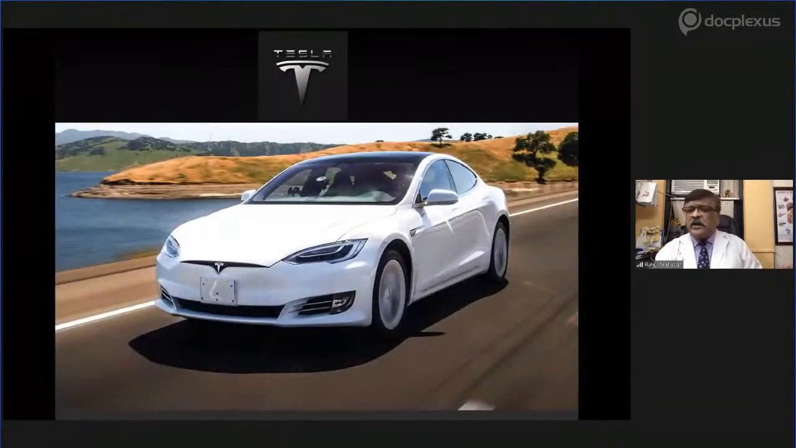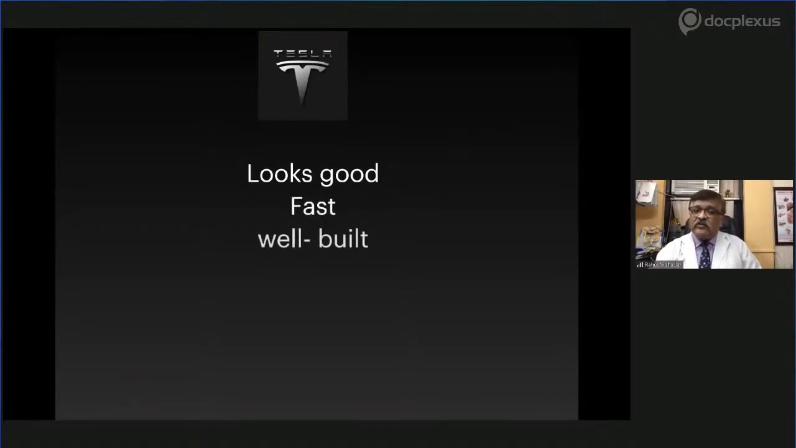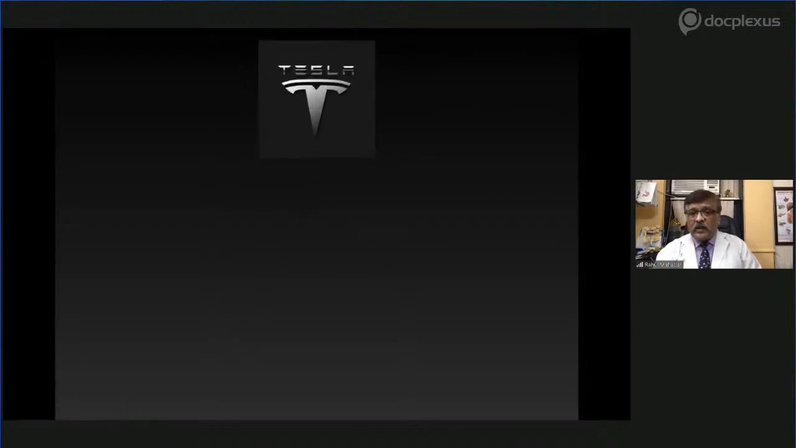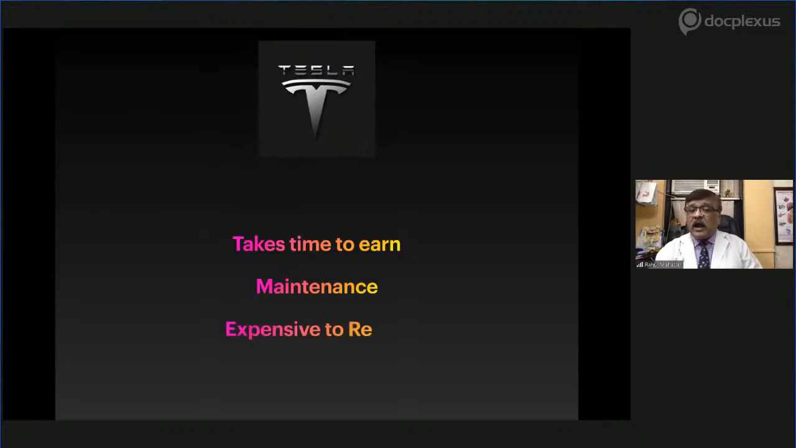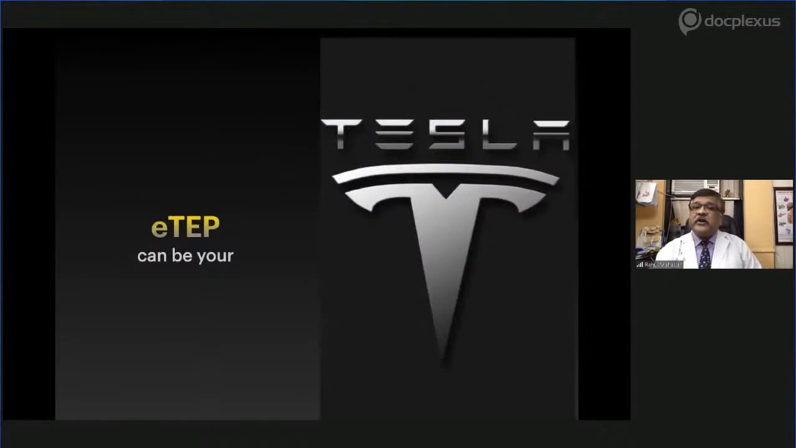Now, everybody dreams of a car like a Tesla, which is a need of the time now. But why is that? It is because of its good looks, fast, well built, safe, sturdy, and of course the fuel economy. But if you see, it takes time to earn, and maintenance is questionable. We don't know, and it is expensive to repair, that is for sure. So, do you think E-TEP is much like a Tesla? I think E-TEP can be your Tesla.